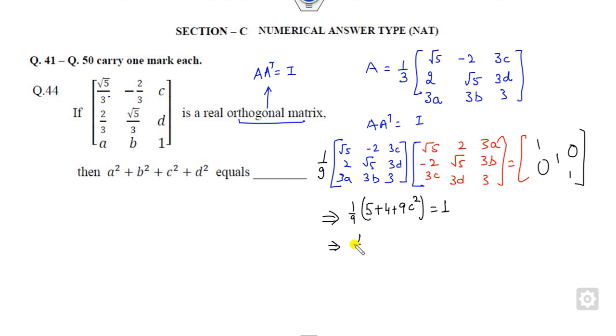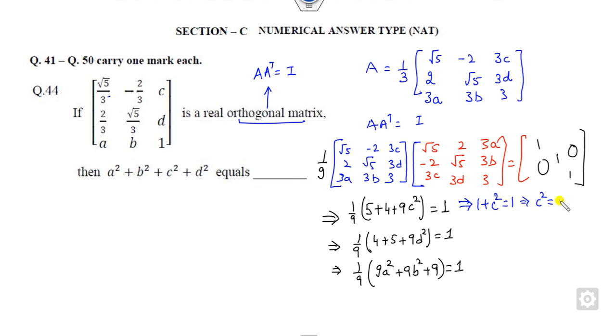1/9 outside, 4 plus 5 plus 9d squared is 1. What is the third diagonal entry? 1/9 of 9a squared, 9b squared plus 9 is 1. Now clearly, after this you can say 9 will be common, so 1 plus c squared is 1. It means c squared is 0. So this value is 0. Similarly from here, 1 plus d squared is 1. So it means d squared is 0. So this value also cancels out.